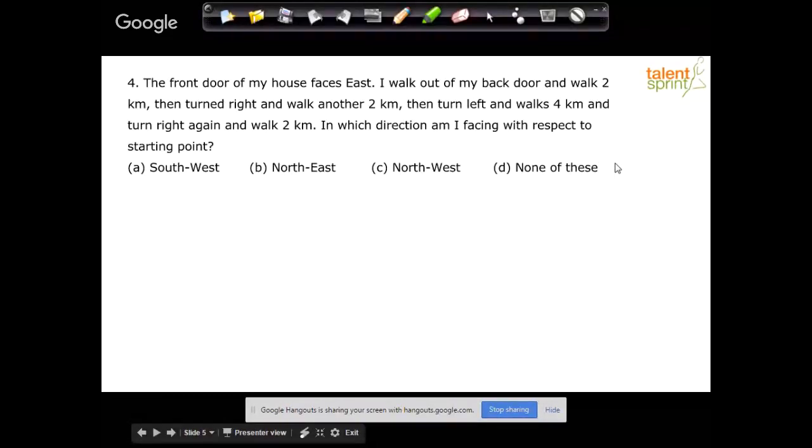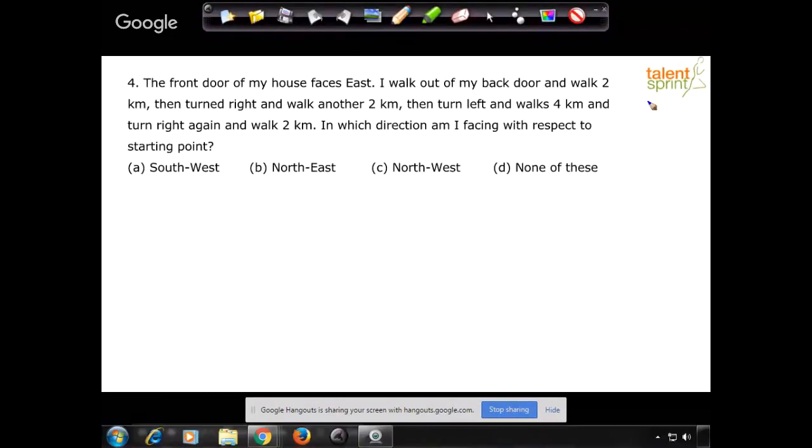Okay, let us look at our next question for the day, boys and girls. The front door of my house faces east. I walk out of my back door and walk 2 kilometers, then turn right and walk another 2 kilometers, then turn left and walk 4 kilometers, then turn right again and walk 2 kilometers. In which direction am I facing with respect to the starting point?